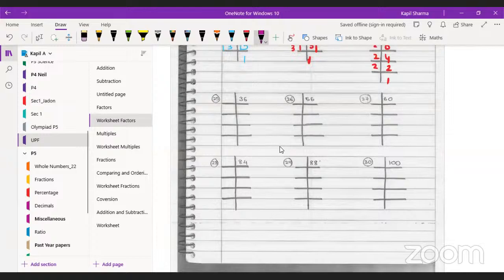36. 2, 3, 3. Okay, then 56. 2, yes, yes, okay, good. Revat, Swastik, Devika, 60. Yeah, 2, then again 2, then 3, and finally 5.